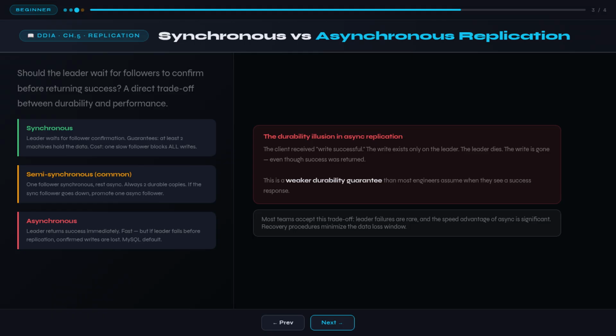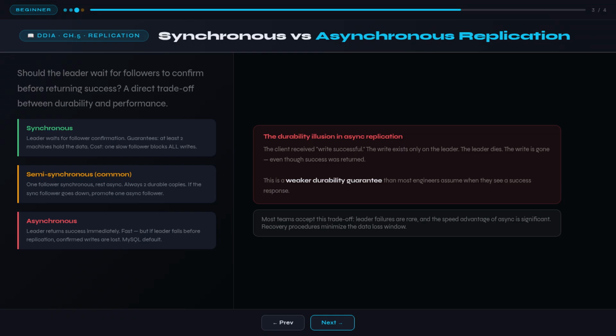In asynchronous replication, the leader writes locally and immediately returns success, without waiting for any follower. This is fast, writes complete as fast as the leader's local storage. But if the leader fails before the followers have caught up, the unconfirmed writes are lost. The book is direct. This means the write is durable only on one machine at the moment it's acknowledged. If that machine dies before replication, the data is gone, even though the client received a success response.